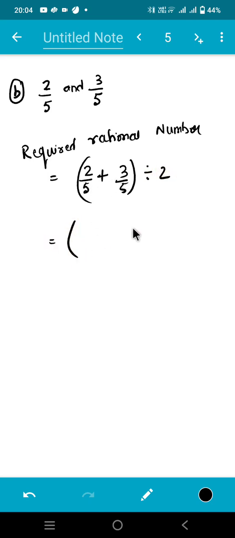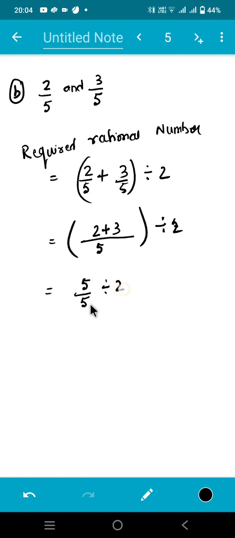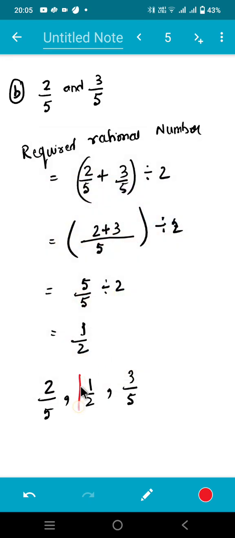So first of all we'll solve the bracket. That is, LCM is 5. It will be 2 plus 3 divided by 2. So 5 upon 5 divided by 2, that is 1 by 2. So what is the required number? How to represent your answer? 2 by 5, then we'll write 1 by 2, and then we'll write 3 by 5. Okay, so this is the required rational number.